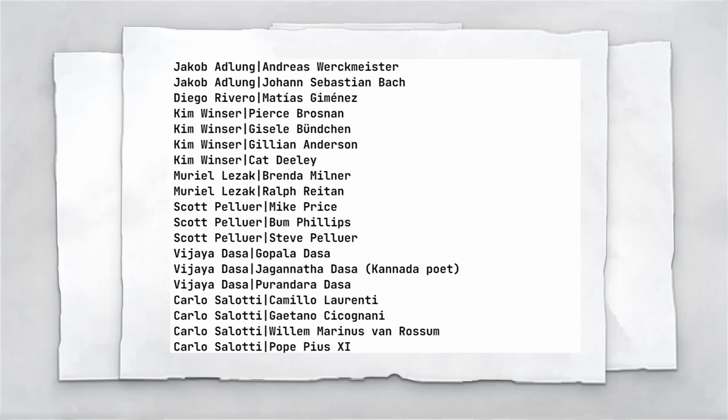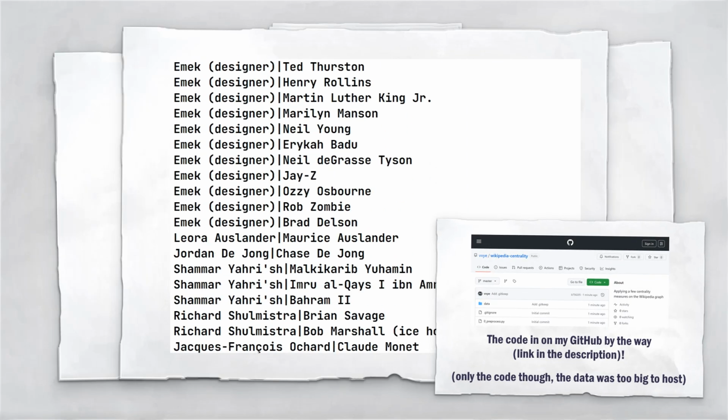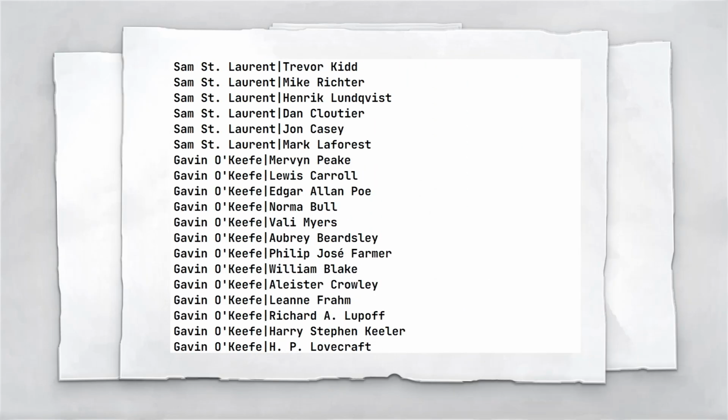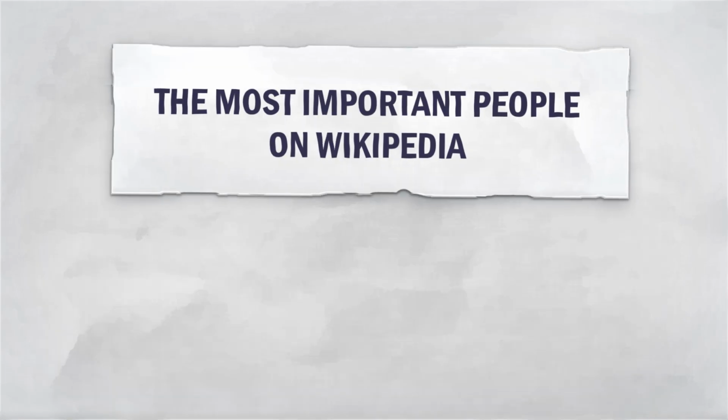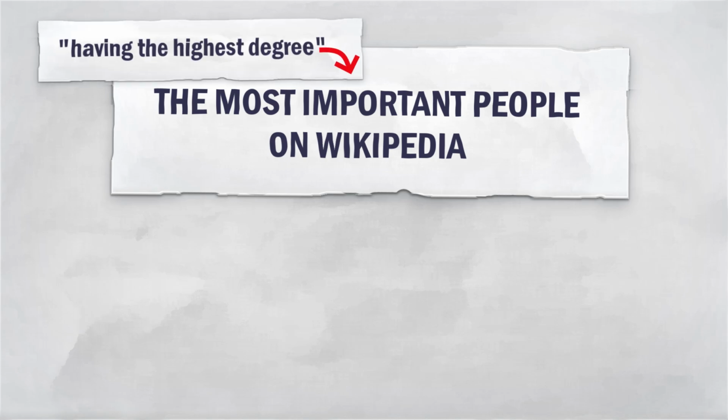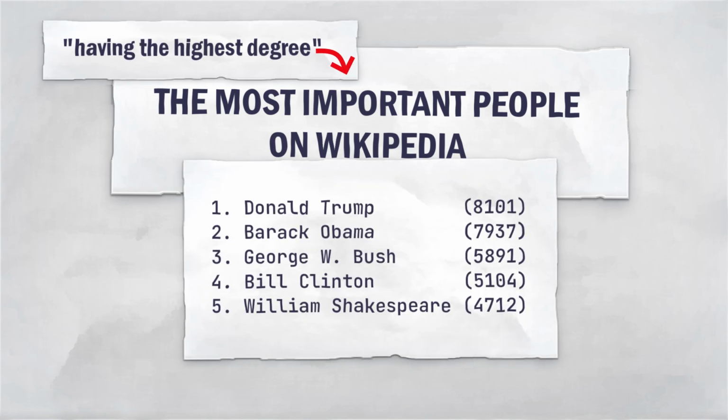I had the whole graph as a text file, where each line is a link between two people. So I just had to go through it line by line, and anytime a person appears, either with a link to them or a link from them, count their degree up by 1. At the end, I had a list of the most important people on Wikipedia. If by important you mean having the highest degree in the graph. And yeah, I guess that works.